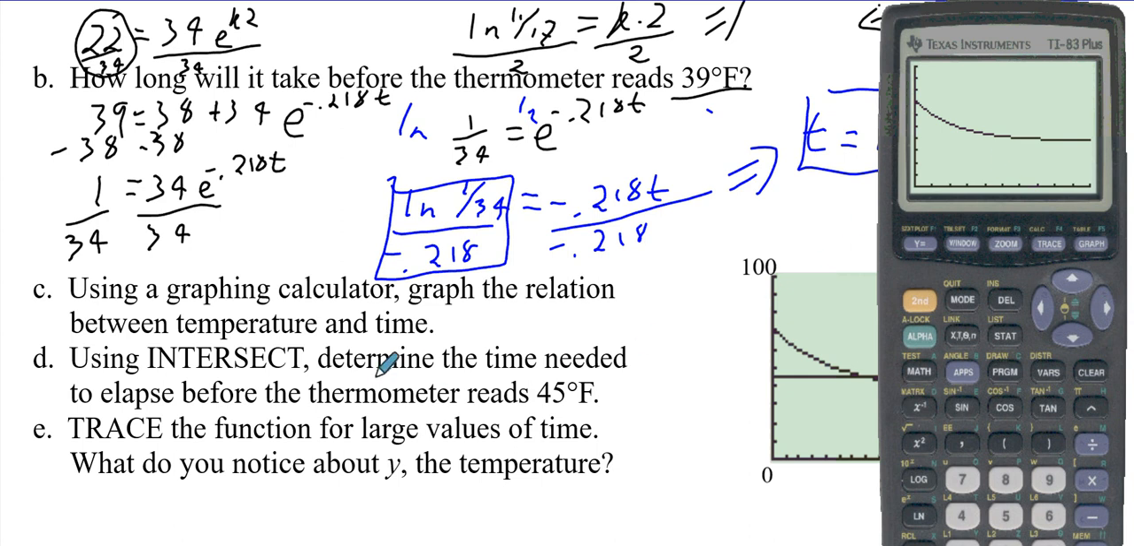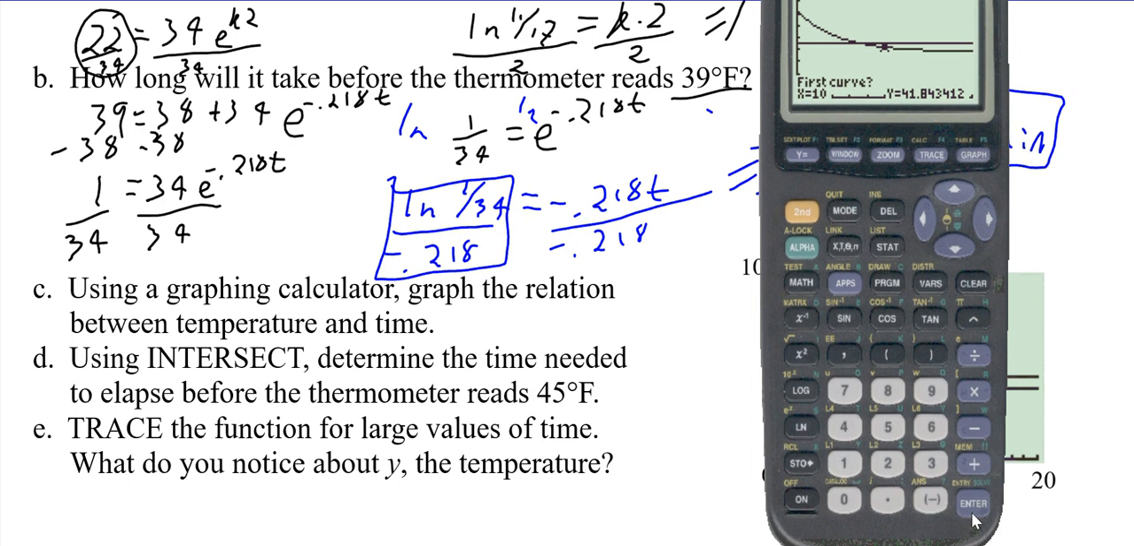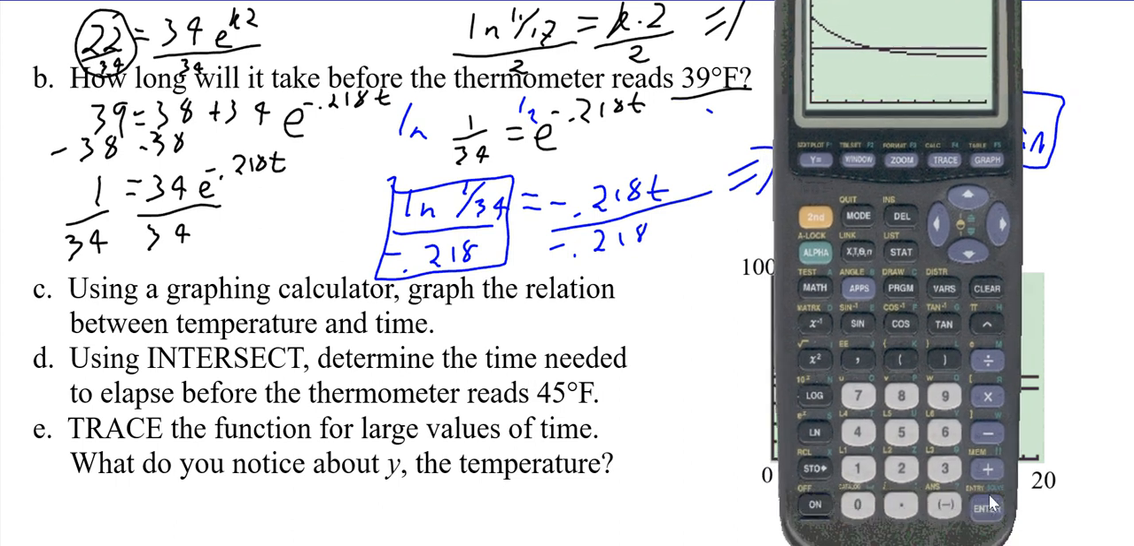Using our graphing calculator, we want to determine the time needed to elapse before the thermostat reads 45 degrees. So with the intersect tool, on my y2 I want to put 45 degrees. We could solve this algebraically, but this is a nice workaround to use our graphing calculators to help solve these types of functions. We graphed y equals 45. Now our intersect is in calc. We do second, calc, 5, intersect. My first curve is my function, defined on the top left, and I hit enter. My second curve is the line, so I hit enter. My guess is just enter because it has one intersection.